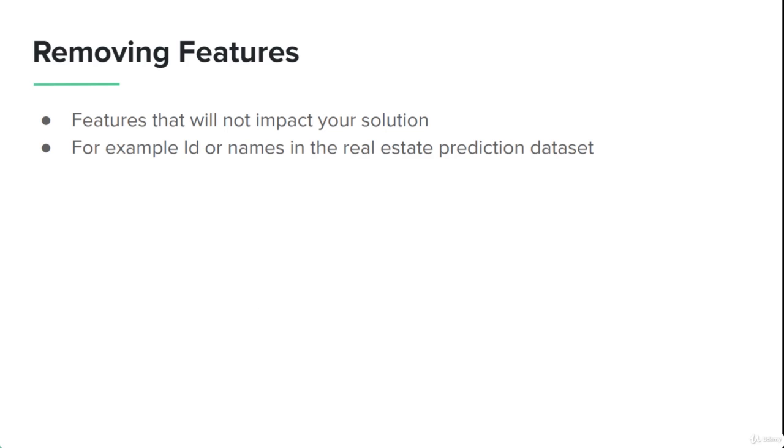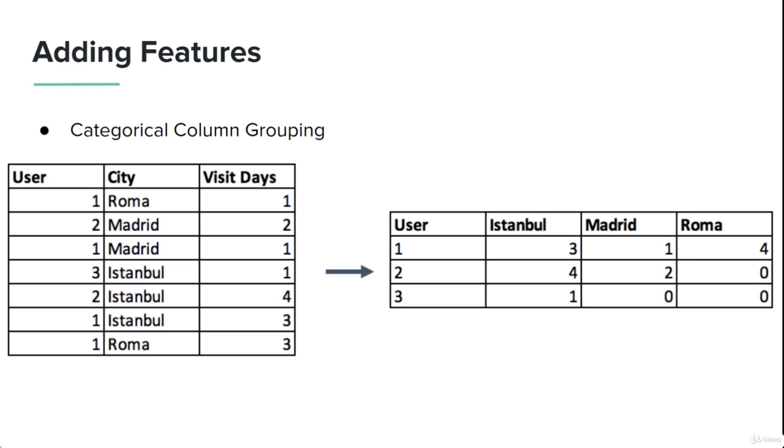Removing features means removing the features that will not impact your solution, for example ID or names in the real estate prediction dataset. We've discussed this, and we will see that by looking at the correlation matrix, we can actually identify them and remove them. Now let's talk about adding features.